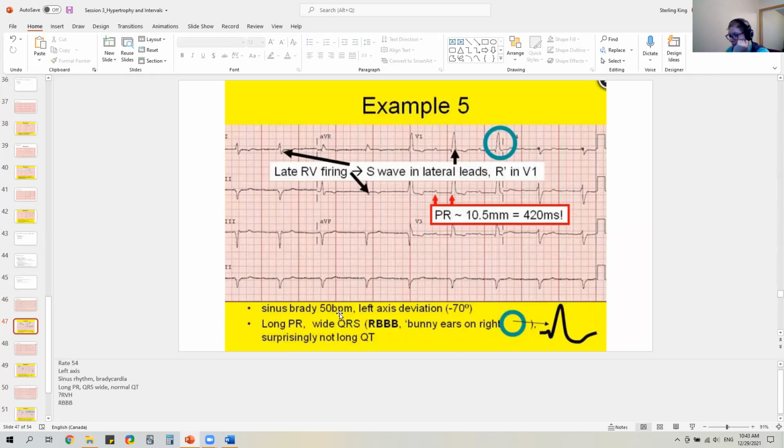So it looks like they had 50, I had 54. That's bradycardia. Left axis, yep. Long PR, agreed. Wide QRS, yes. I had normal QT, which they said there. I had a question mark on right ventricular hypertrophy. They didn't. And then right bundle branch block. So the right bundle branch block is more the cause here than right ventricular hypertrophy.